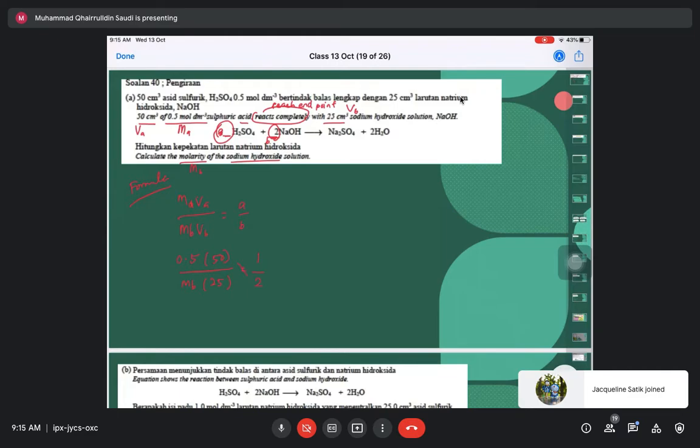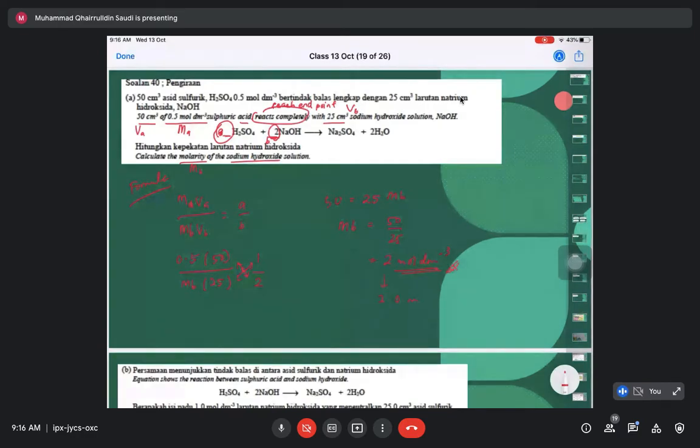So how can we solve? So we just cross multiply, and we will get 0.5 times 50 times 2, 50 equal to 25 MB, and our MB is 50 divided by 25, 2 mole per dm cube. Okay, unit must be there and must be right. Okay, or you can write 2.0 mole per dm cube. Okay, lebih tepat lah, but it's fine lah kalau dah 2 je pun.